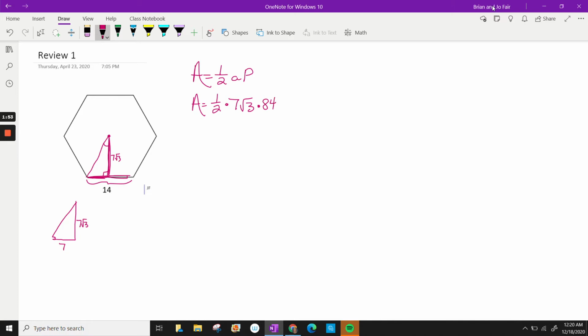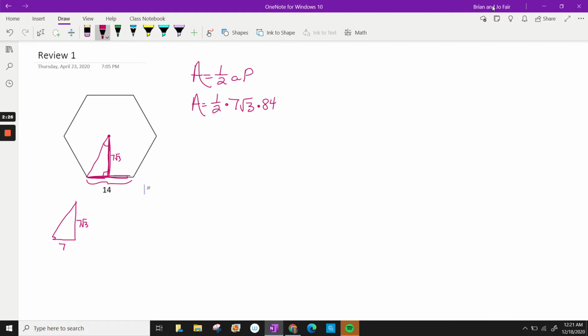Now typically they're probably going to be asking for this in decimals, so let's go ahead and just type it in our calculator. I'm going to type 0.5 times 7 times the square root of 3 and then times the 84. You might have to be sure that you close your parentheses after that square root of 3, or what I sometimes do is I just do the square root of 3 at the very end, because I'm just multiplying, the order I multiply doesn't matter, so I could put the 84 earlier.